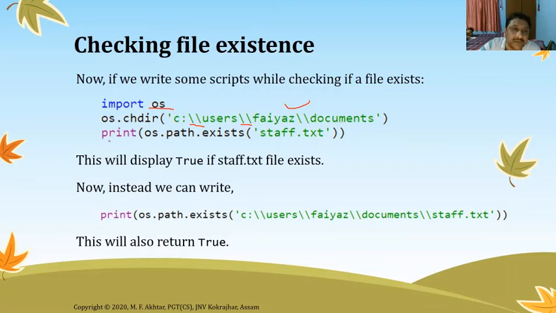Then we are checking with os.path.exists whether this staff.txt file exists in this current working directory or not. It will display True if the staff.txt file exists, otherwise it will display False. Now instead of writing all these things in three lines, we can do it in one line like this. We can write print(os.path.exists) with the path C:\users\pairs\documents\staff.txt using the absolute path. Here we are using the absolute path, and here we are using the relative path. This will also return True if the file exists.